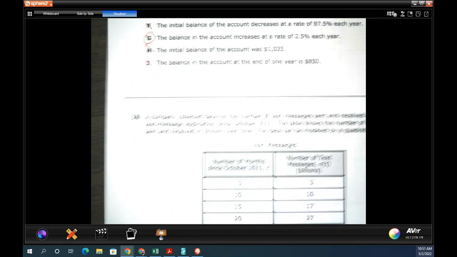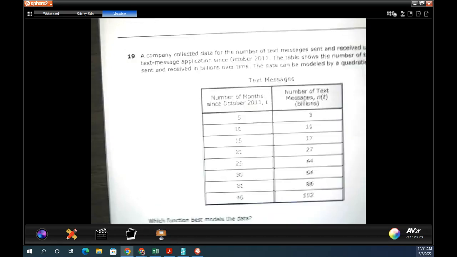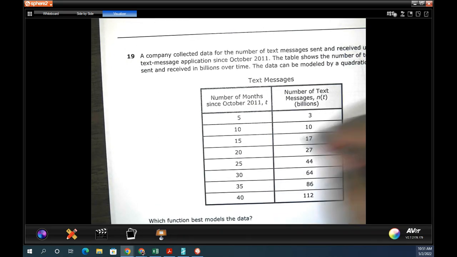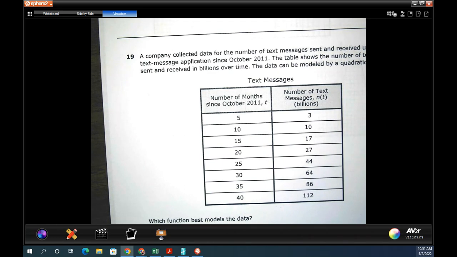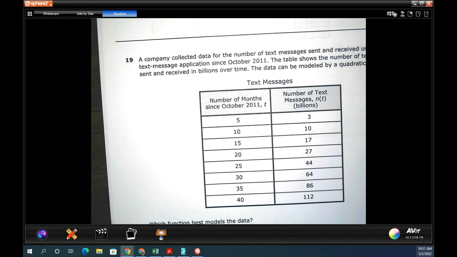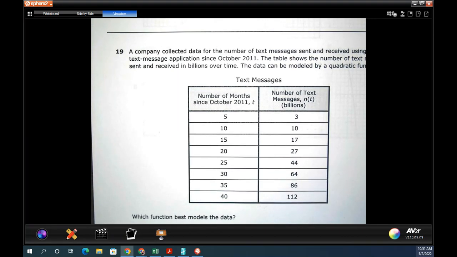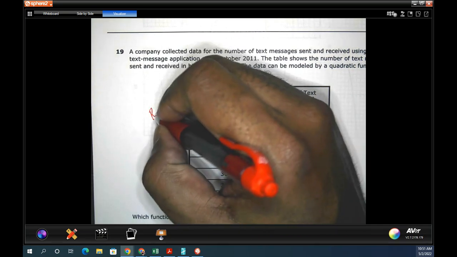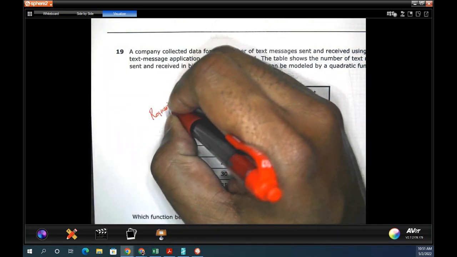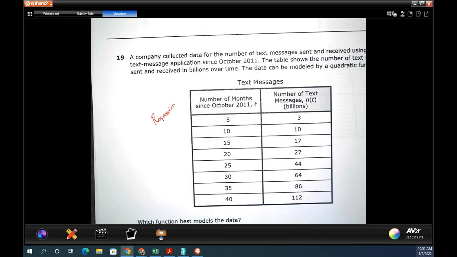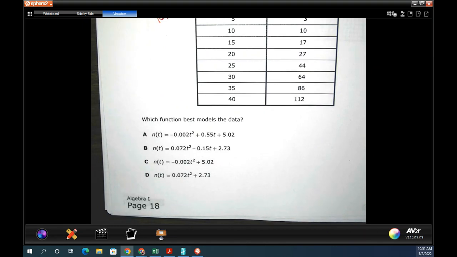Here we go. One of the ones I really wanted to get to. 19. Not even going to read the problem. Don't have to. What is this called? A table. What do we think when we see a table? Starts with an R. Regression. Okay. Bigger table. But look at your answers. They're all what? Quadratic. So you're going to do a quadratic regression. Here we go. I'm going to show it. Let's go to home.